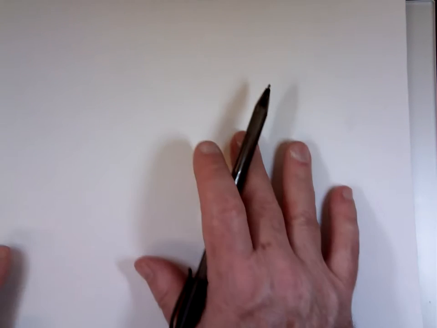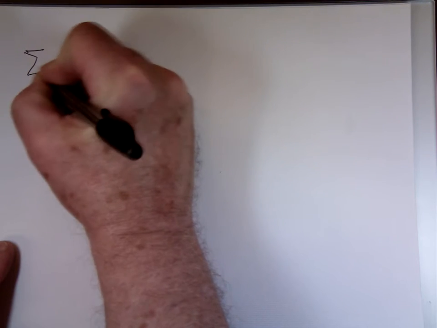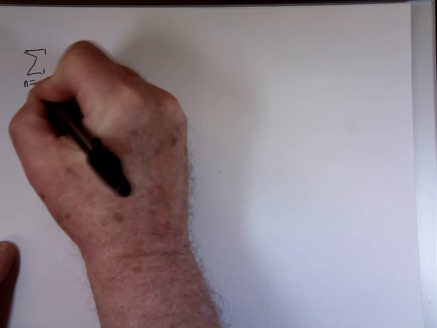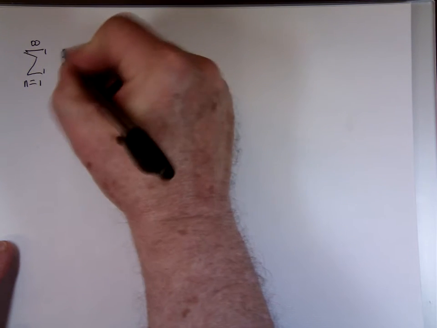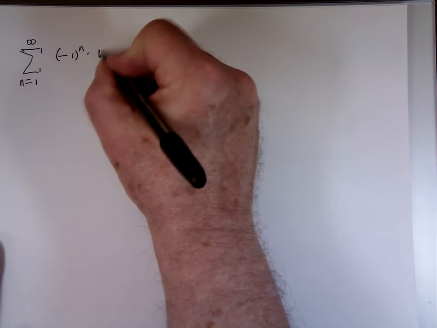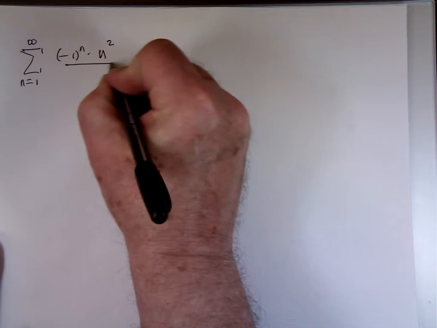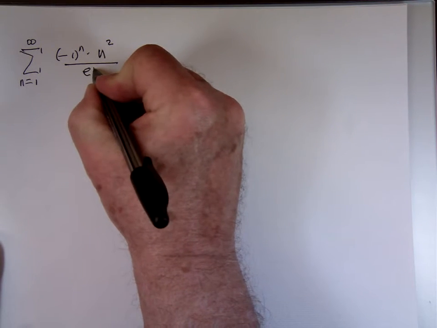Let's do another one. Here we go. Let's take a look at this series. Let's do an alternating series. Let's suppose we have something like n squared over e to the n.